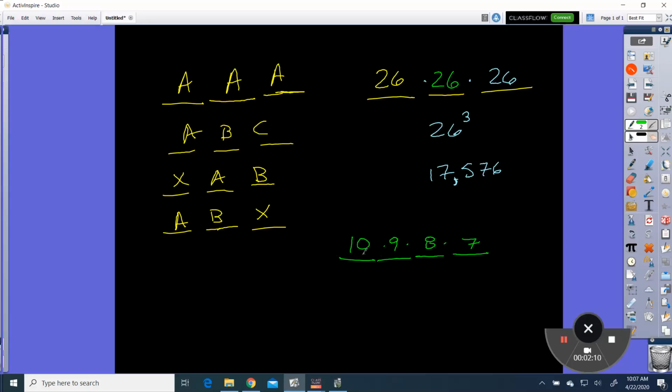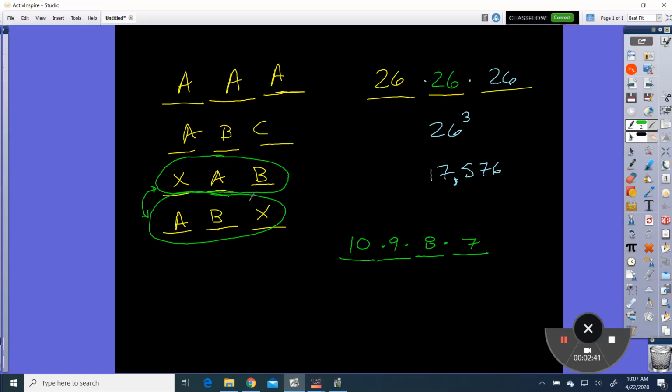So there is that difference. It does make a difference when order matters and when order doesn't matter. For example, ABX is the same as XAB if order doesn't matter. If I'm just pulling three letters out of the 26, these are the same. And so that does change things up a little bit.